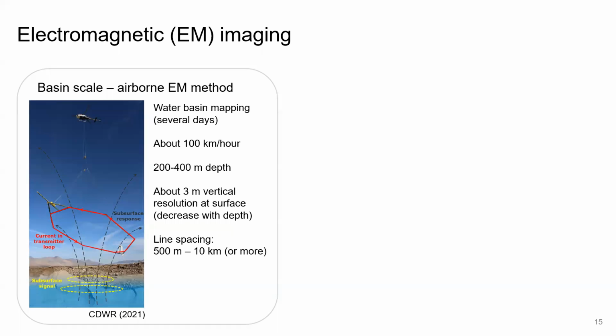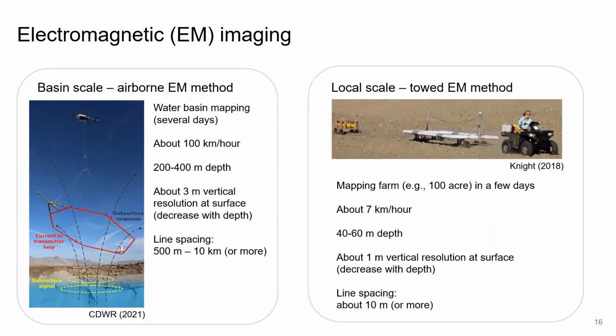Because of this, line spacing is relatively large. Sometimes you may want to have a higher resolution, maybe tens of meters in lateral dimension, or less than that. Then in such a case, you can use the ground-based method, because you're getting closer to the ground, you're more sensitive to the near surface information, you can get higher resolution.